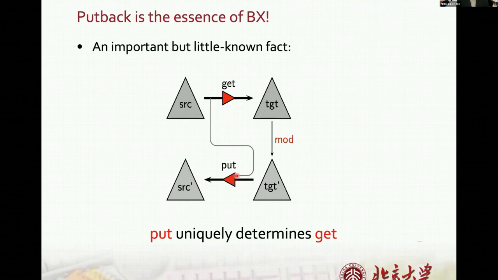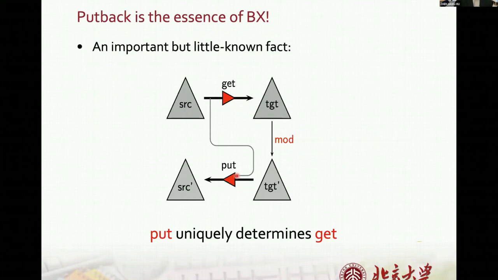So in theory, get is not necessary, because if you define a put, the get is determined by put. So what is essential in bidirectional transformation is nothing but writing a correct put, so that we can guarantee the get exists and they can form a well-behaved bidirectional transformation. This is the technique we are currently developing. And I think this is more important.